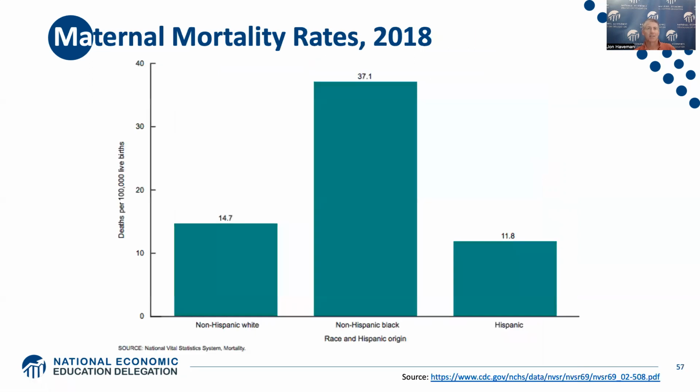It also matters for things like maternal mortality rates, right? Maternal mortality rates for white women, 14.7 deaths per 100,000 live births. For Black women, the number is about 2.5 times higher, 37.1 deaths per 100,000 live births. For Hispanic women, the number is significantly lower. I don't know why that is, but for our purposes, there's this massive difference that's important for our conversation.